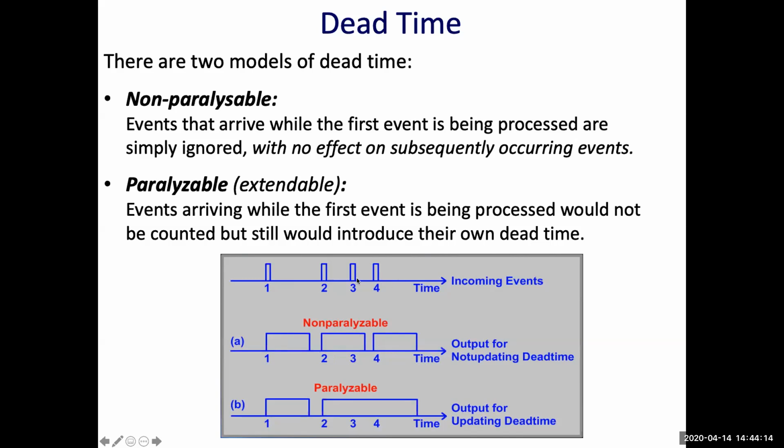So we lost 1 out of 4. In the parallelizable system, 1 is recorded, 2 comes and is recorded as well in the detector. If 3 comes, the detector is still busy processing number 2, so this will be ignored. Not only ignored, the 3 will introduce its own dead time, so it extends the dead time. So 4 comes here, the detector is still busy, so this will be ignored and also extend the dead time. So we see the extended dead time now because of the events coming.